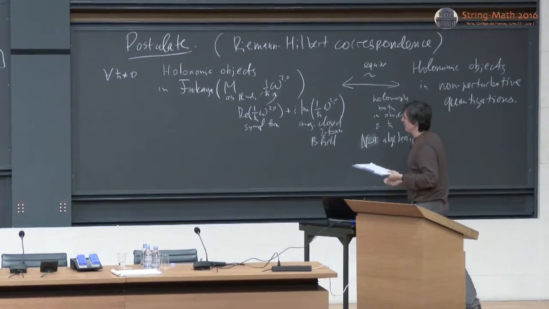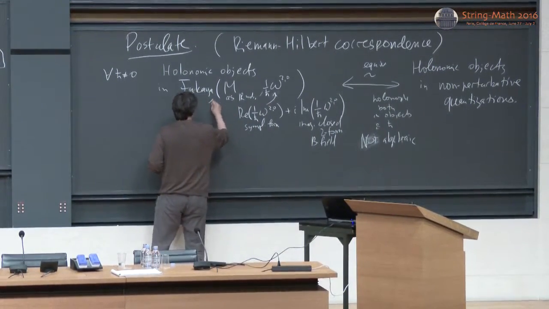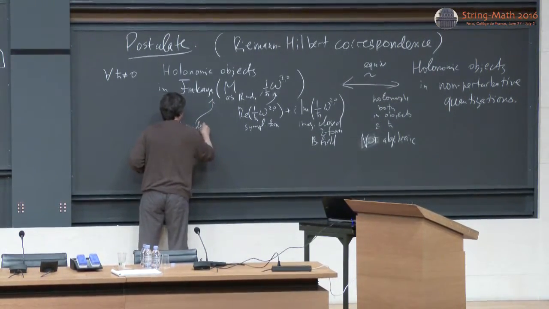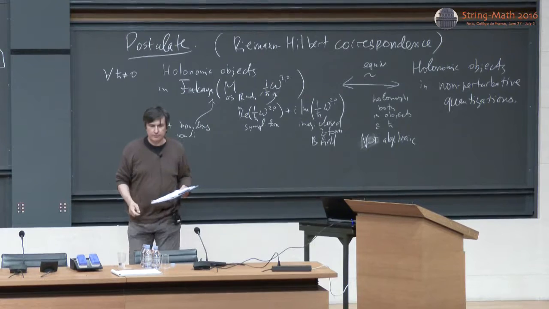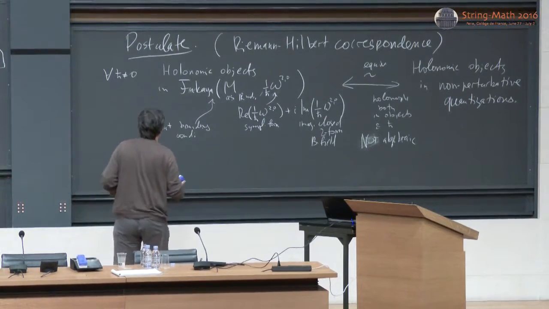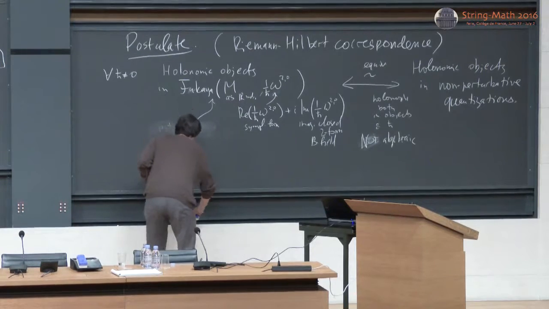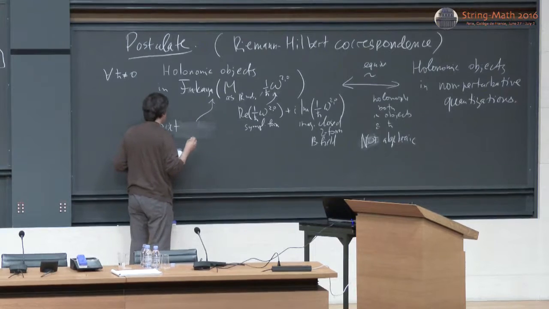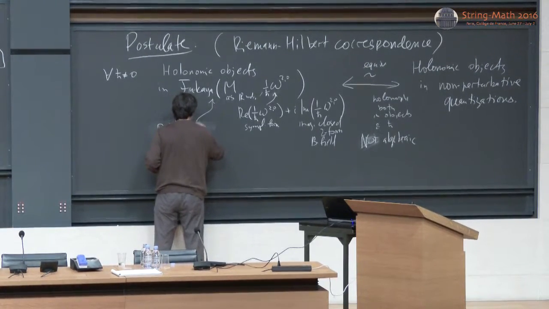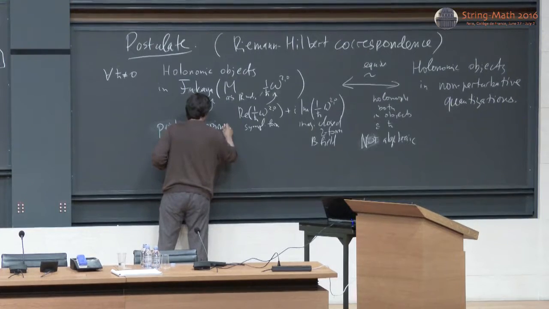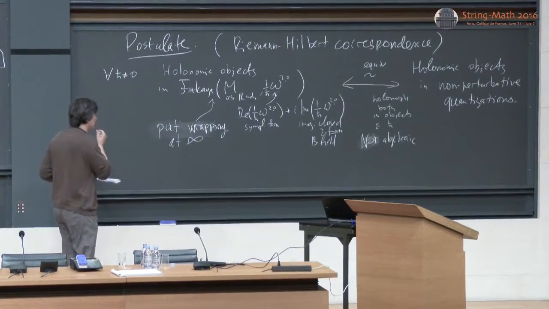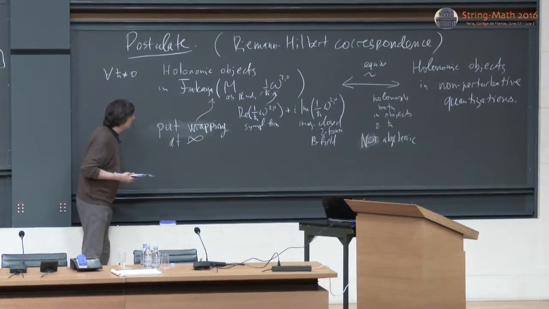Why is it a Fukaya category? One needs to strictly speaking put some boundary conditions. Okay, I'll try to write larger. Strictly speaking, one may get some kind of wrapped Fukaya category, put some wrapping, it's some technical word, at infinity. So the object will not be compact, and there is some version of the Fukaya category for this thing.